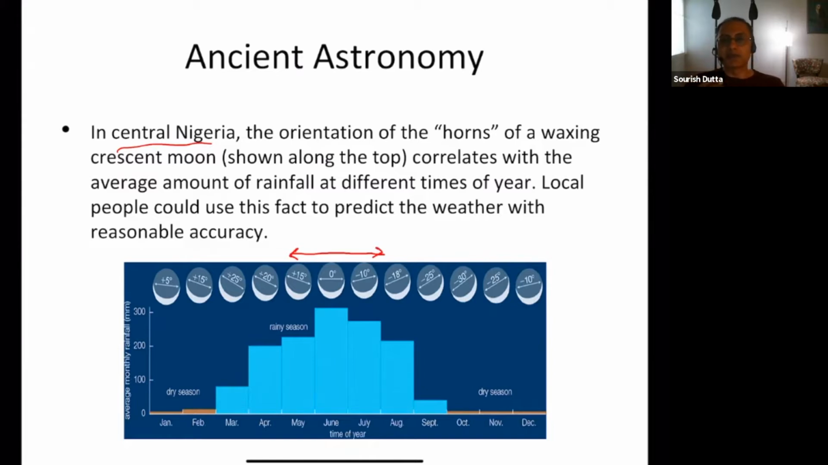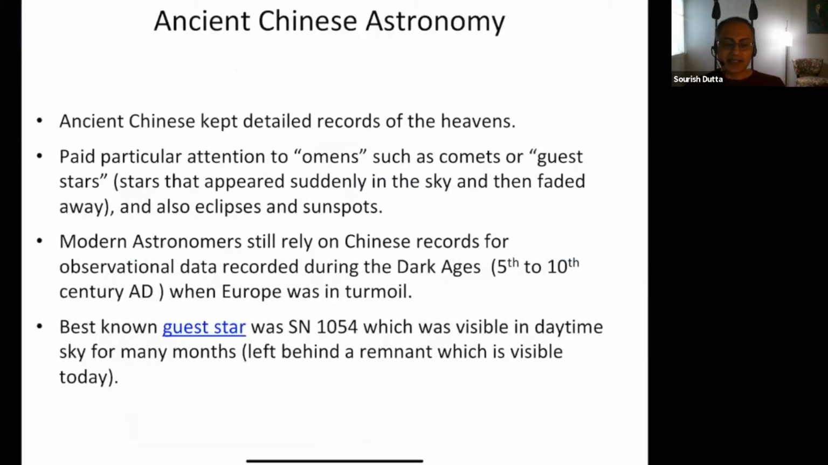So this graph shows you the amount of rainfall that you get. And when the moon is in a different configuration, then you don't get that much rainfall. So by looking at the moon, they were able to get a heads up on how much rainfall is going to happen around that time. So they were able to predict the weather with reasonable accuracy. There are many other examples, but these are just a few examples of how astronomy was used by ancient civilizations.